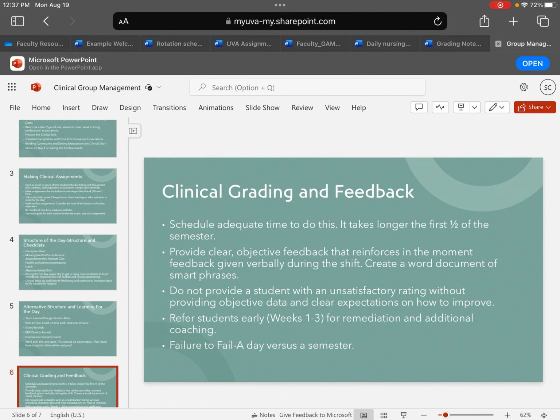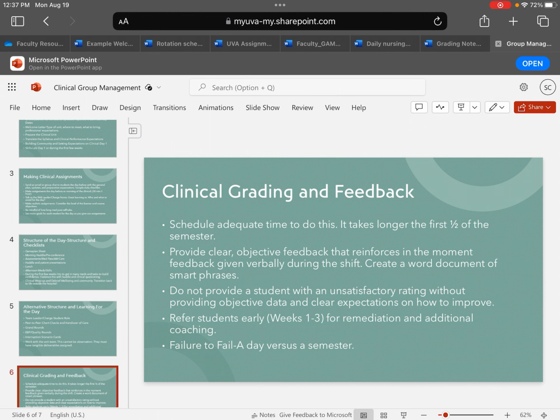Maybe they need to watch a video. What is their learning style? Do they need to watch a video? Do they need to go into their lab and practice? Do they need to spend some time before the next clinical practicing with that piece of equipment? Trying to really get down to what the underlying learning need is and addressing that.